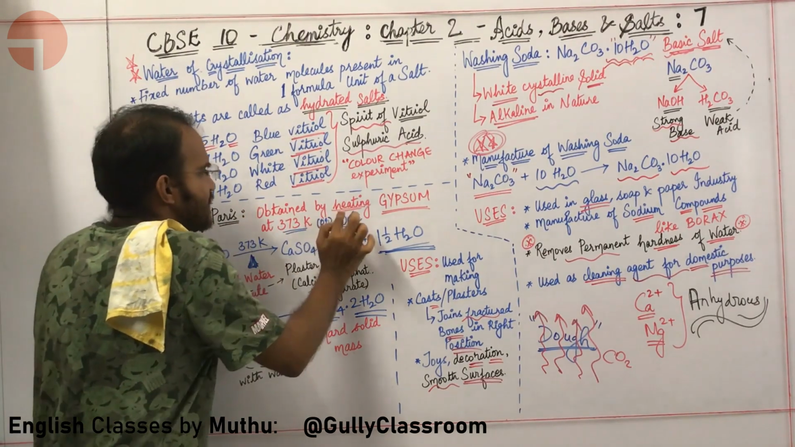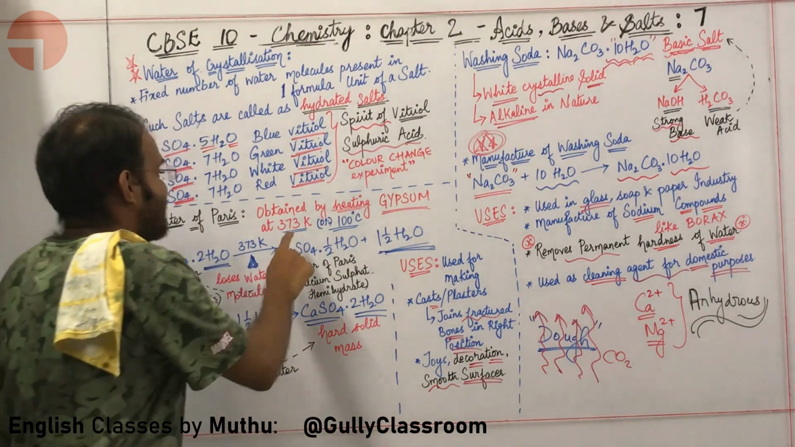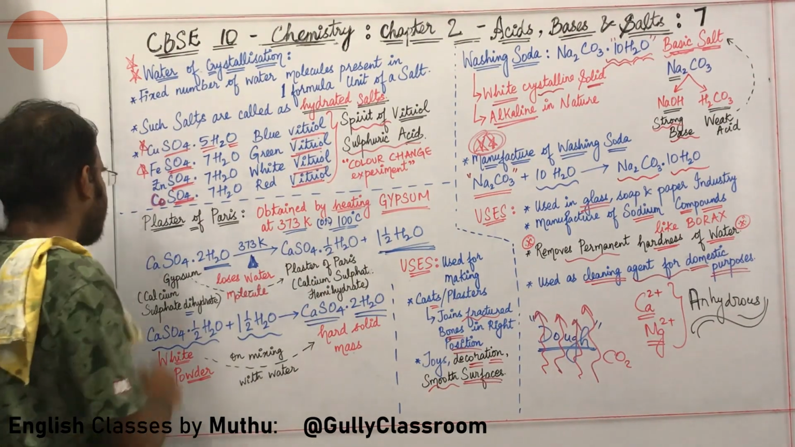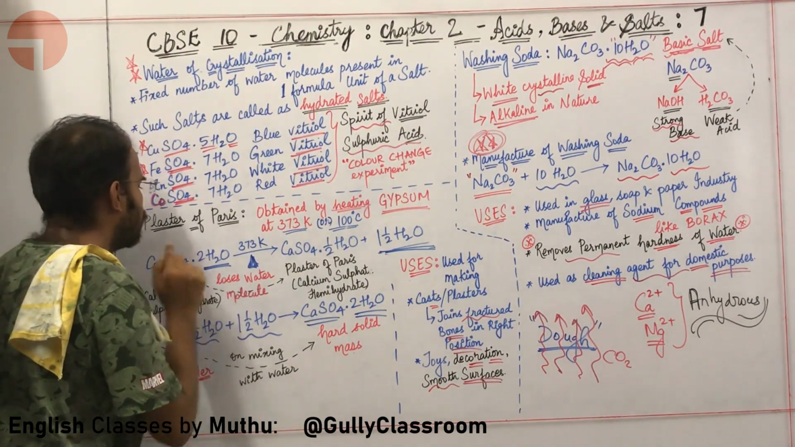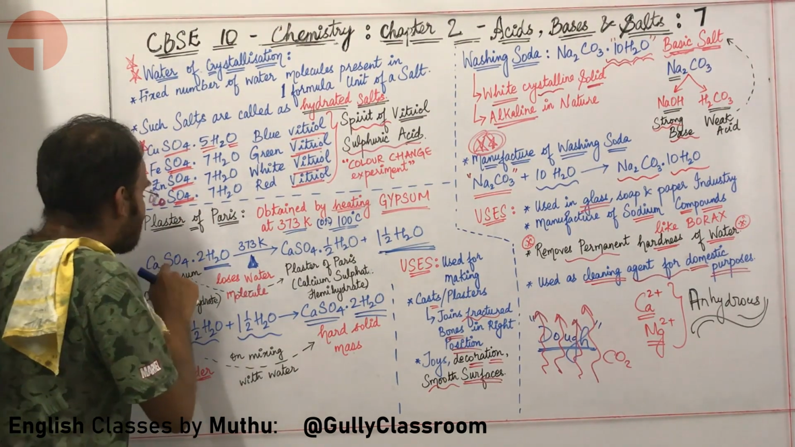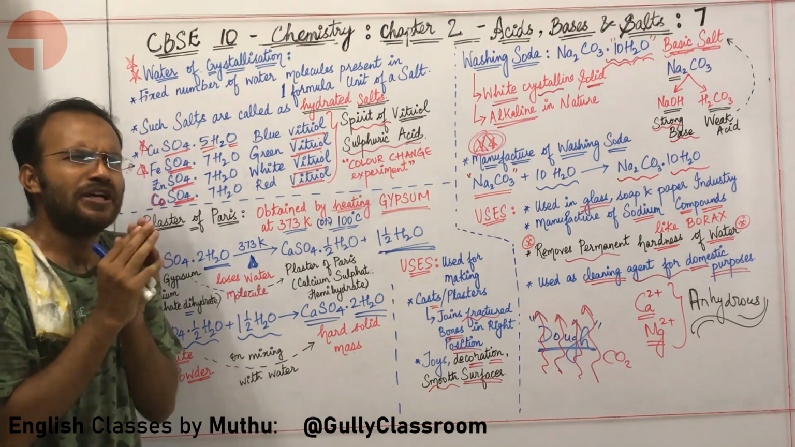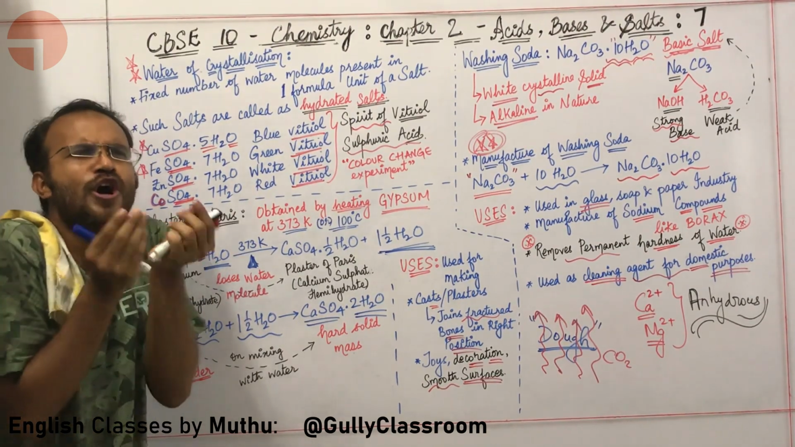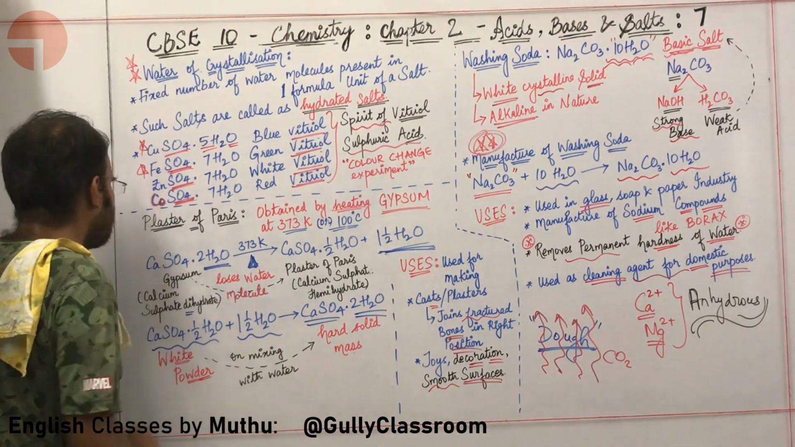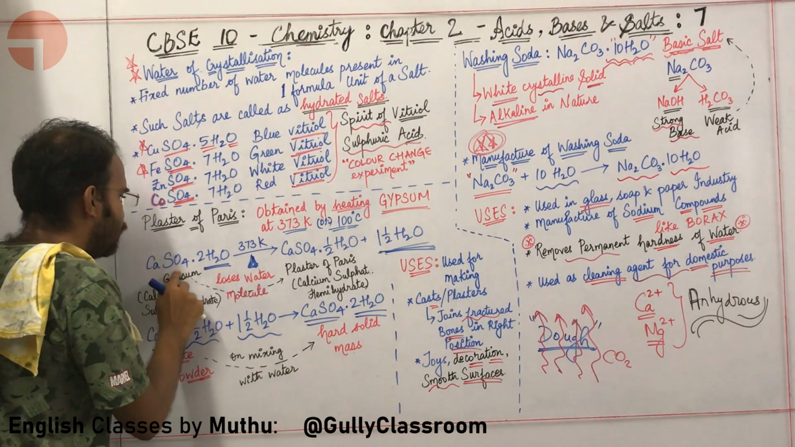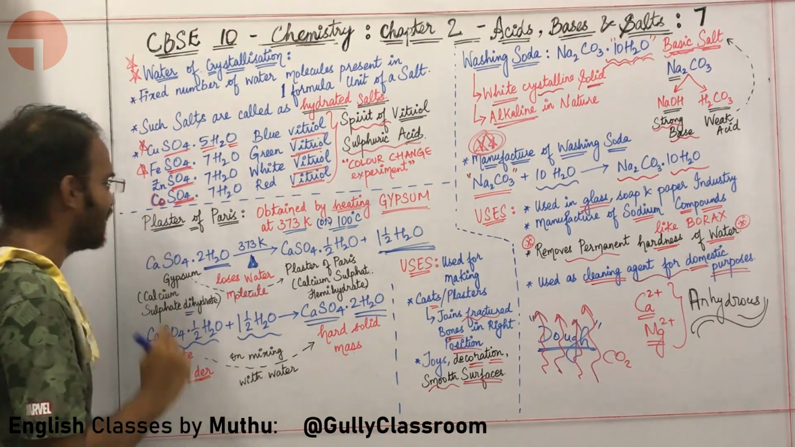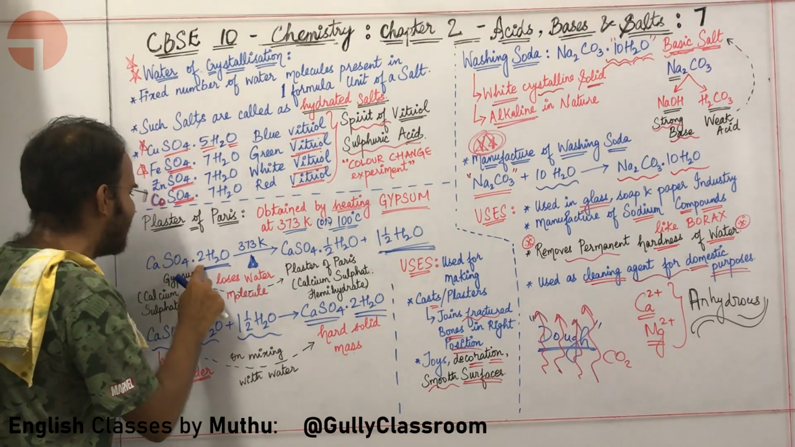Plaster of Paris is obtained by heating gypsum at 373 Kelvin or 100 degrees centigrade. Okay, here CaSO4.2H2O is gypsum. What is the formula for gypsum? CaSO4.2H2O. Common name is gypsum. What is its chemical name, sir? Chemical name is given as calcium sulfate dihydrate. Let me repeat myself. Gypsum, chemical name is given as calcium sulfate dihydrate.